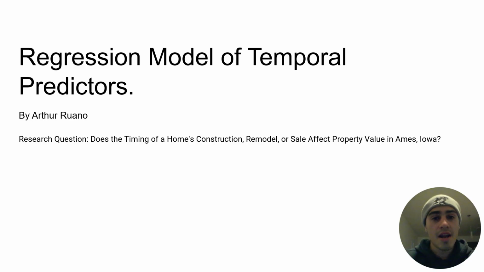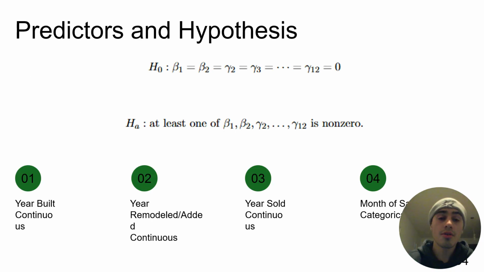Hello, my name is Arthur, and I'm going to be creating a regression model of temporal predictors with my specific research question being, does the timing of a home's construction, remodel, or sale affect property values in Ames, Iowa? The null hypothesis for my research question will be that all predictors don't have a statistically significant effect on the model, and my alternative hypothesis will be that at least one predictor has a statistically significant effect. My predictors are year built, year remodeled or added, year sold, and month of sale.